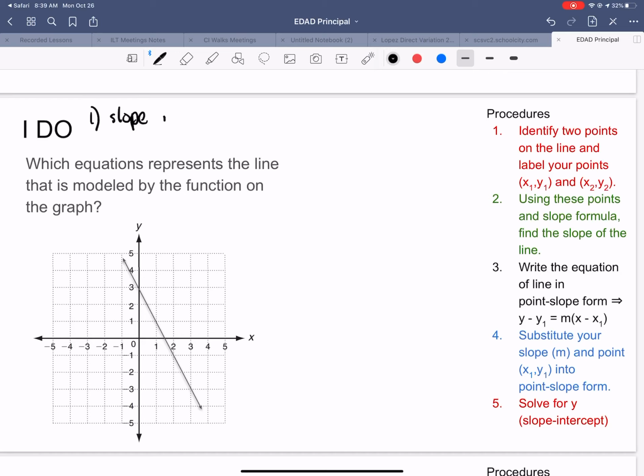So remember, for slope, the formula is m is equal to y sub 2 minus y sub 1 divided by x sub 2 minus x sub 1. This is also known as the change in y over change in x. You guys know it as rise over run.